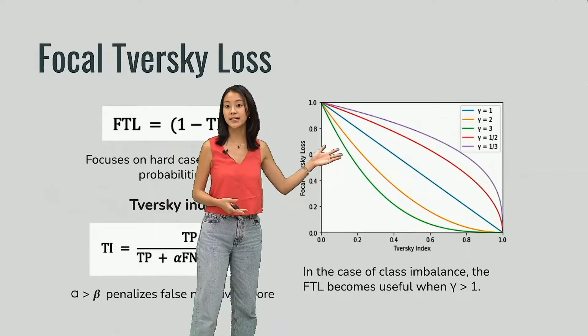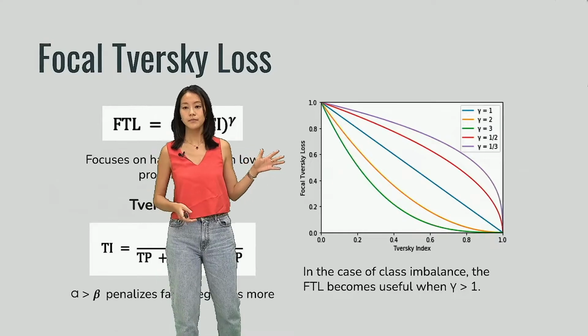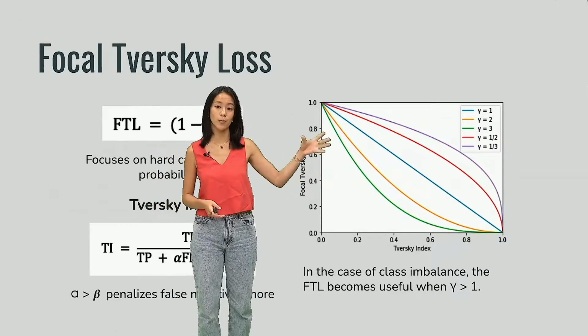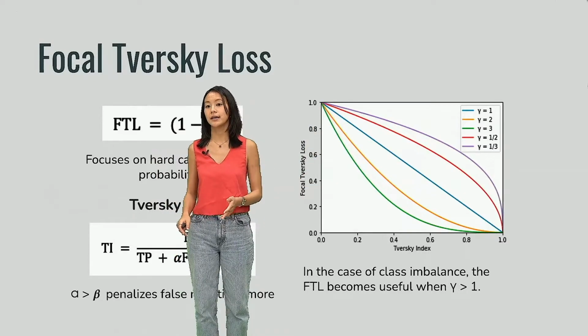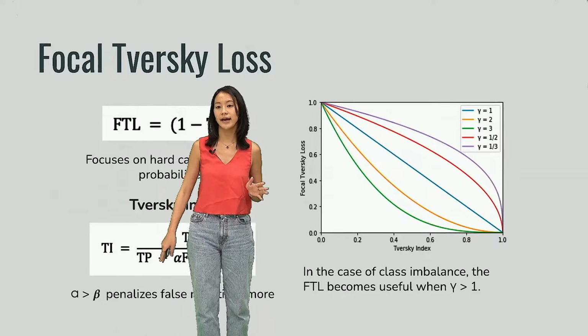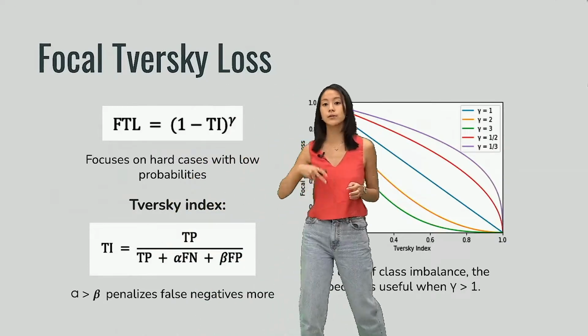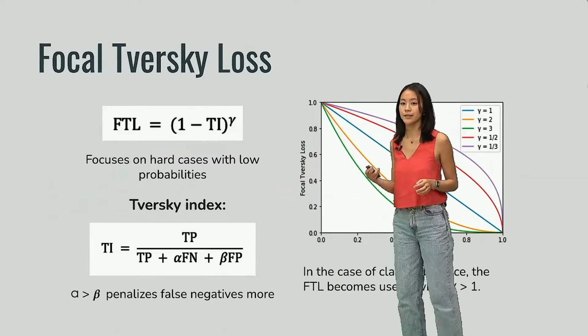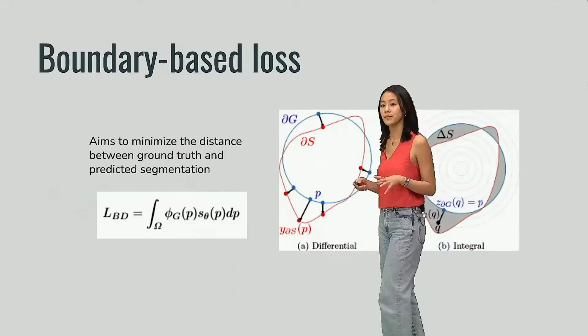As you can see in this graph here, when gamma is greater than 1, the focal Tversky loss becomes a lot more useful, because you see the loss decreasing a lot more, as you can see in this graph. So it's super interesting that we're able to use focal Tversky loss to focus a lot more on smaller tumors in the case of class imbalances.